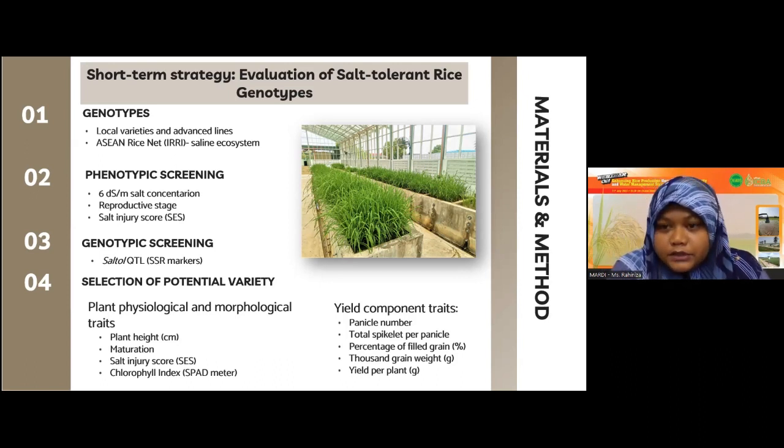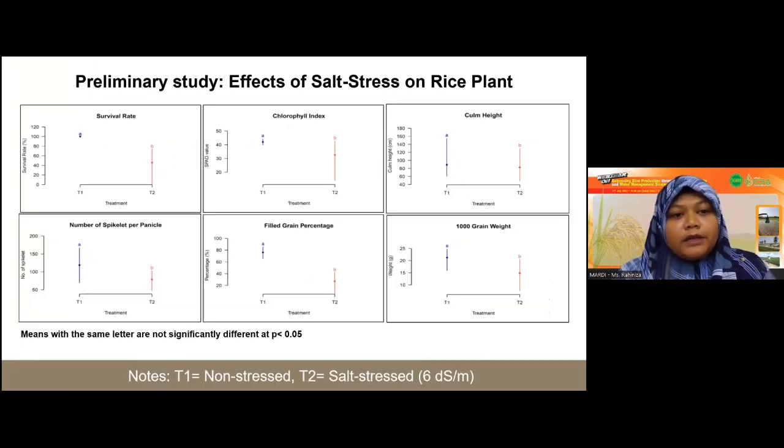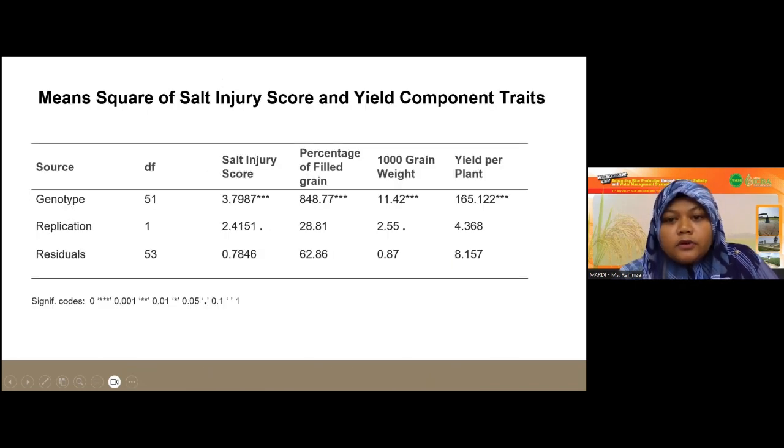And then we did the selection of potential variety according to good performance on physiological and morphological traits, as well as yield components traits. Okay, before that, we did the preliminary trials. So we compare the effect of salt in our rice. So we found that the salt affect the survival rate, chlorophyll index, plant height, number of spikelet, filled grain percentage, and 1,000 grain weight. So, back to the genotypes that we tested earlier.